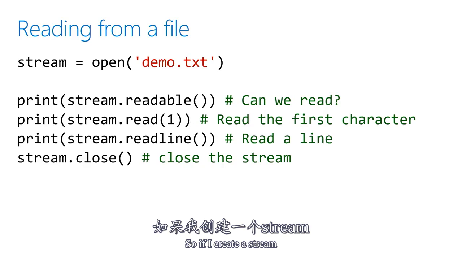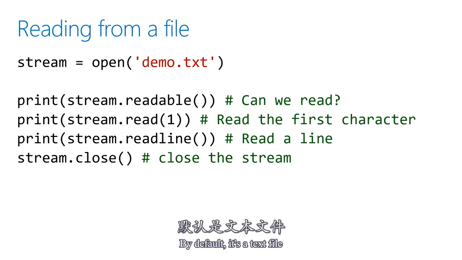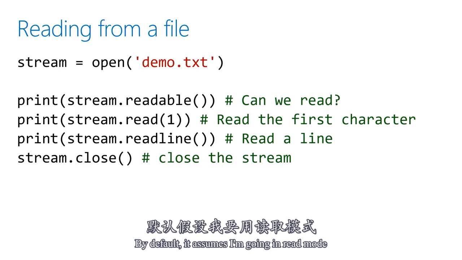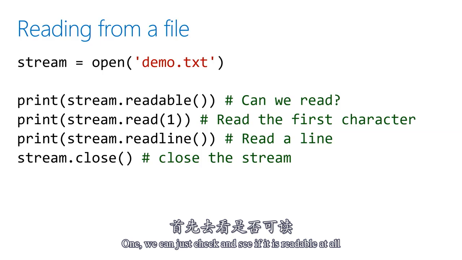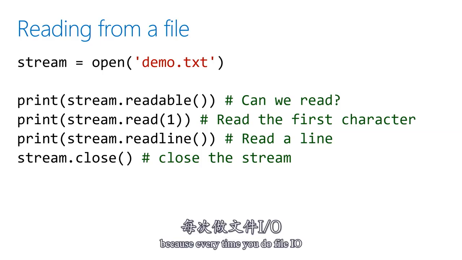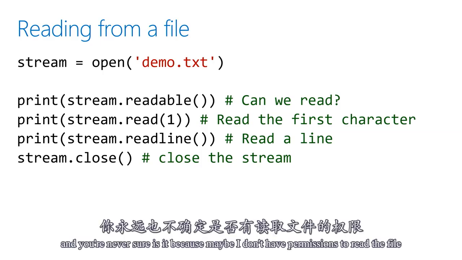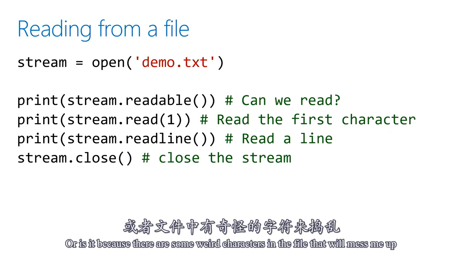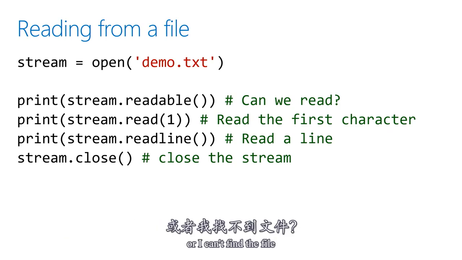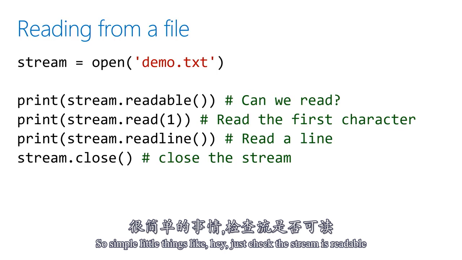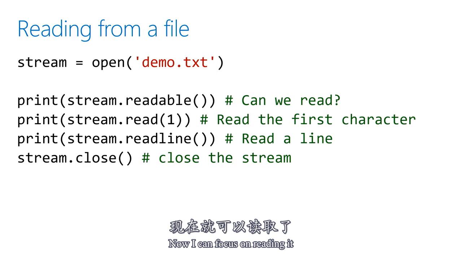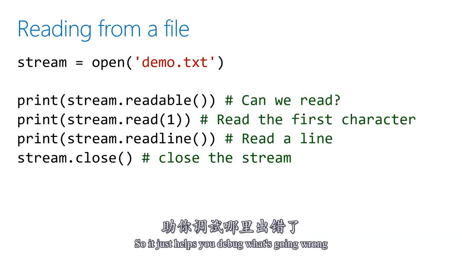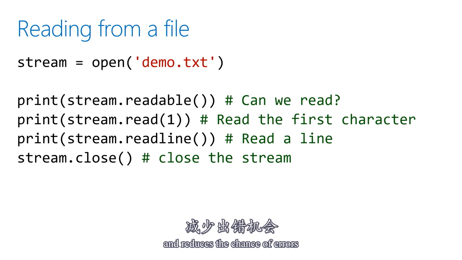So if I create a stream, I just say open demo.txt. By default, it's a text file. By default, it assumes I'm going in read mode. And there's a few things we can do. One, we can just check and see if it is readable at all. Because every time you do file I/O, sometimes weird things happen and you're never sure: is it because maybe I don't have permissions to read the file, or is it because there's some weird characters in the file that are messing me up, or I can't find the file? So simple little things like, hey, just check if the stream's readable, and then you at least know, okay, I have the permissions, I can read the stream, now I can focus on reading it. So it just helps you debug what's going wrong and reduces the chance of errors.